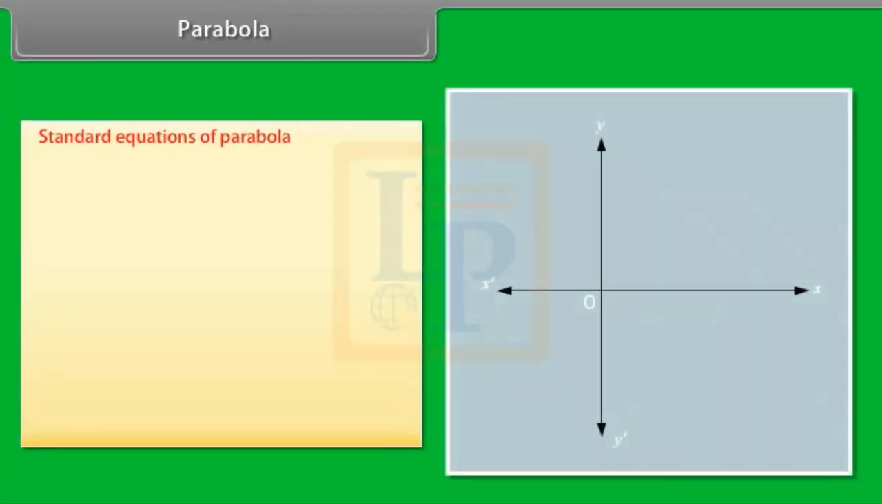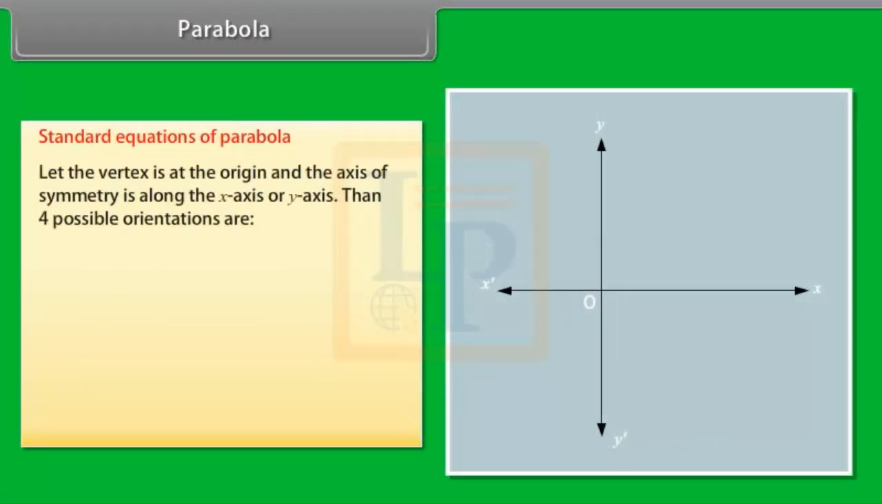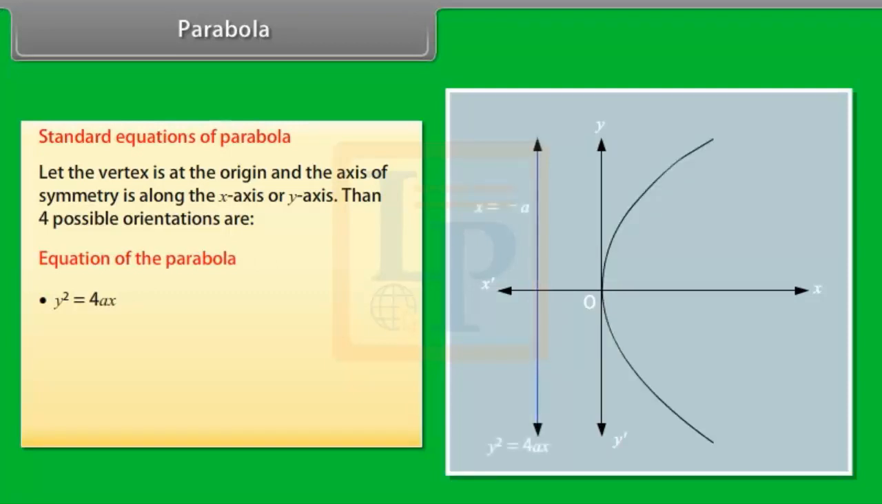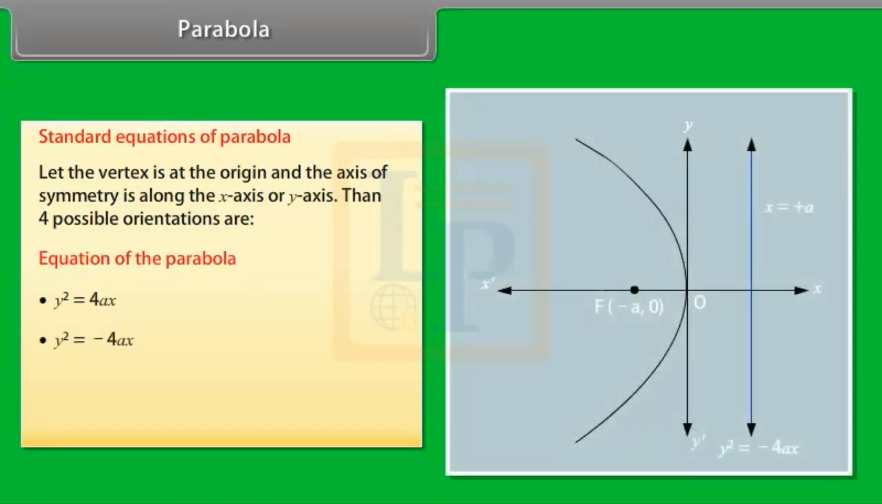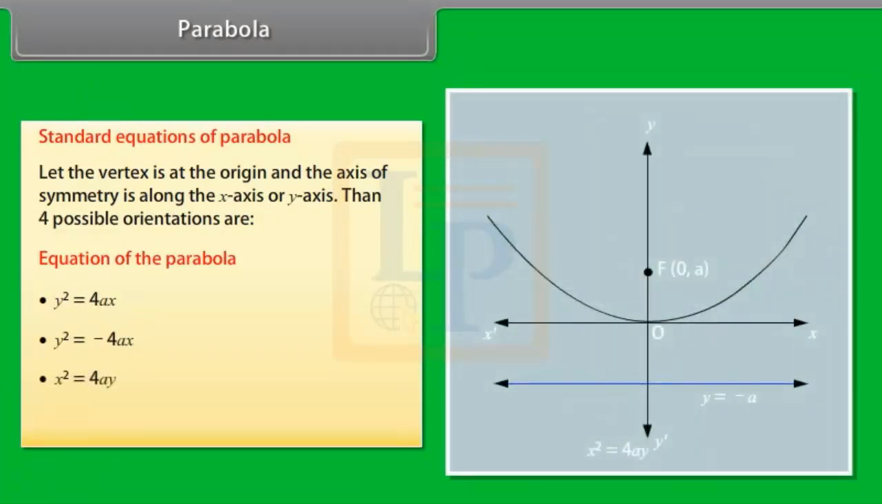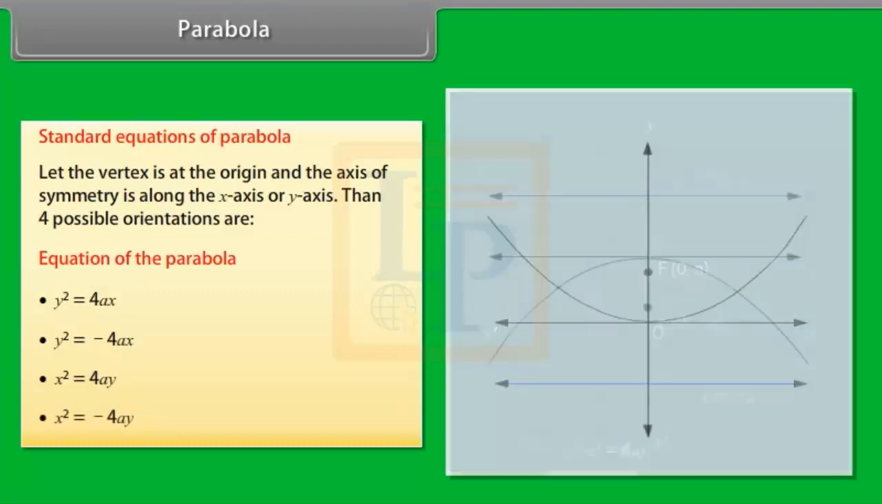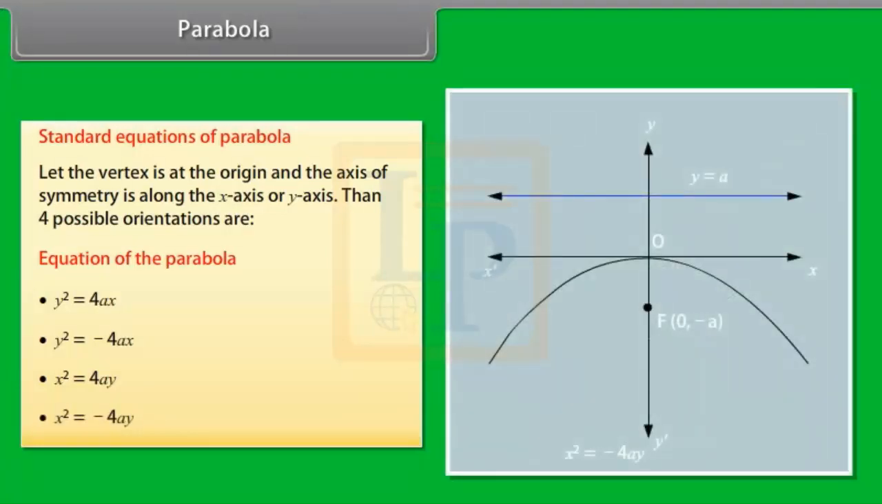Standard equations of a parabola. Let the vertex be at the origin and the axis of symmetry be along the x-axis or y-axis. Then the four possible orientations have the equations of the parabola: y^2 = 4ax, y^2 = -4ax, x^2 = 4ay, x^2 = -4ay.